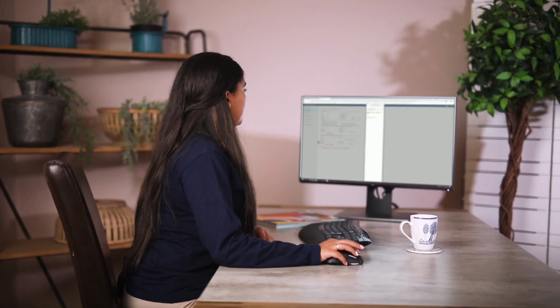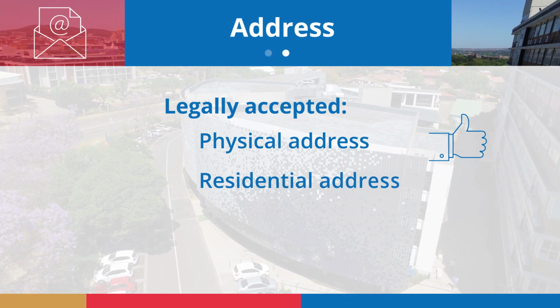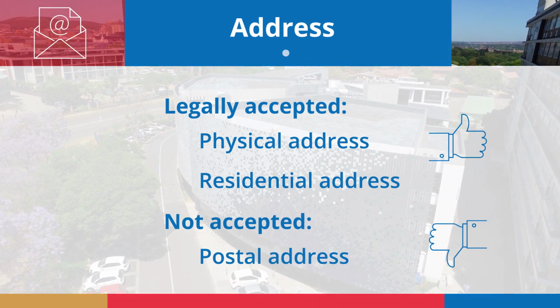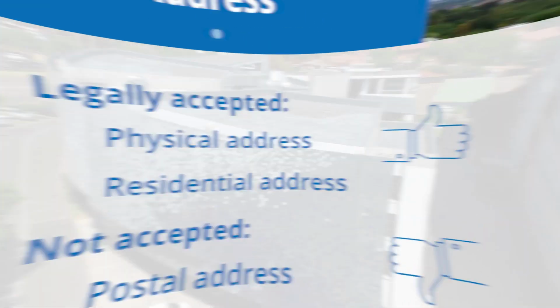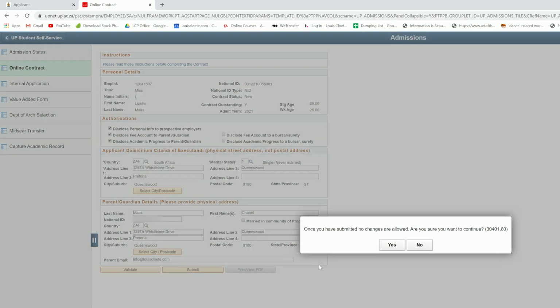Complete all the information in the fields as required. The address required to complete the contract must be a physical or residential address. For legal requirements, postal addresses are not accepted. Once completed, click Validate to validate the data you have entered. Please note that once you have clicked Submit, no further changes can be made. If all the required information is correct, then click Submit.